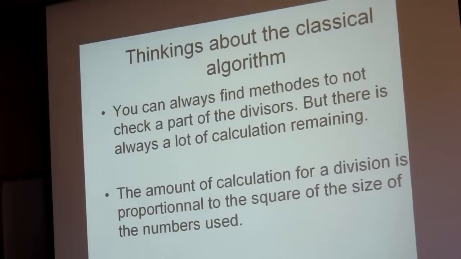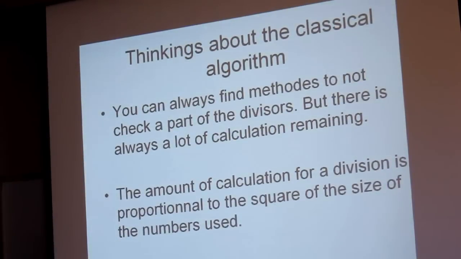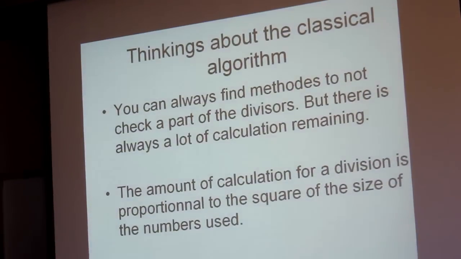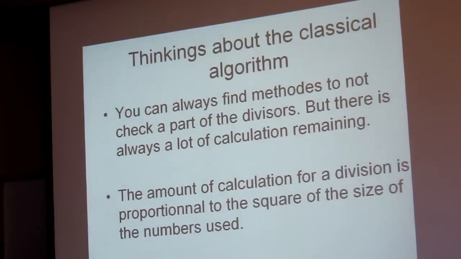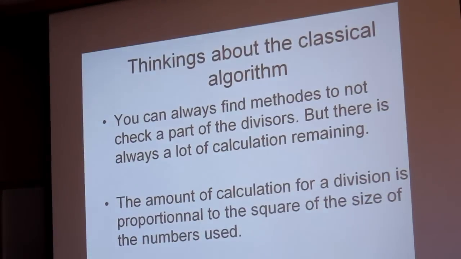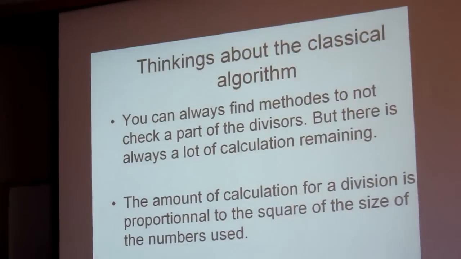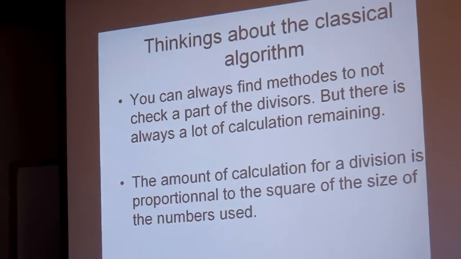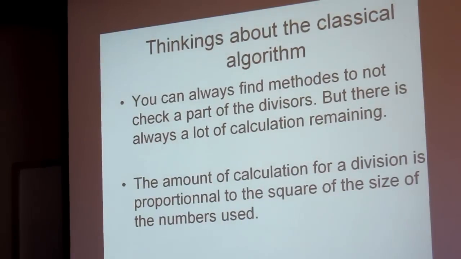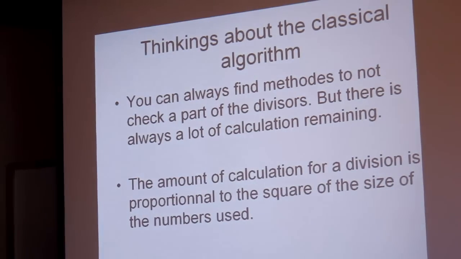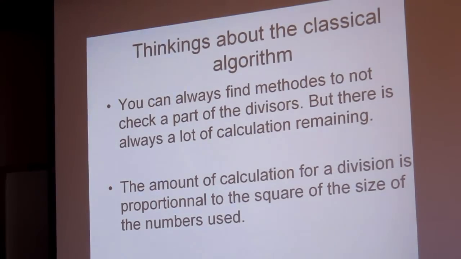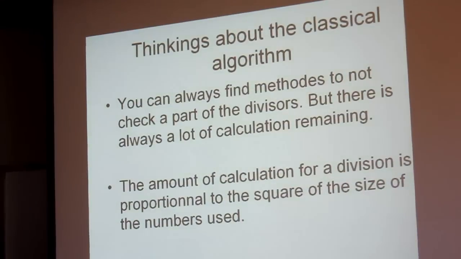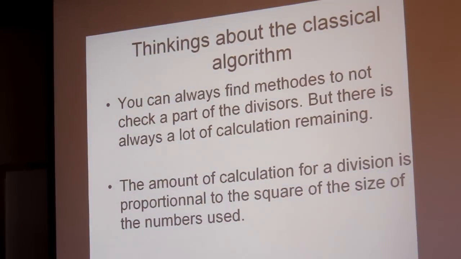So, about the classical algorithm, you can always find methods to not check a part of the divisors, but there is always a lot of calculation remaining. And another problem is that the amount of calculation for a division is proportional to the square of the size of the number used. It grows like a multiplication.